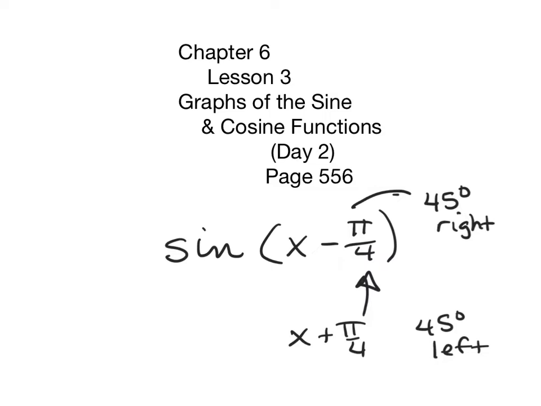Remember, the equivalent for 90 degrees in radians is pi over 2. So we're going to be adding pi over 2 to complete the right side of the graph, and we're going to be subtracting pi over 2 to get the left side. So let's see what all of this means.